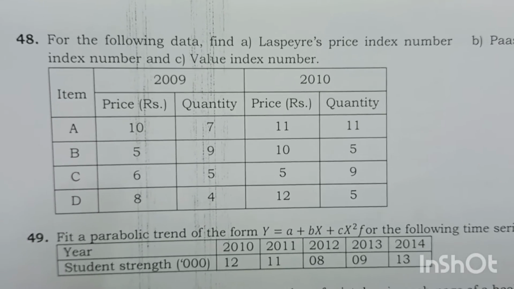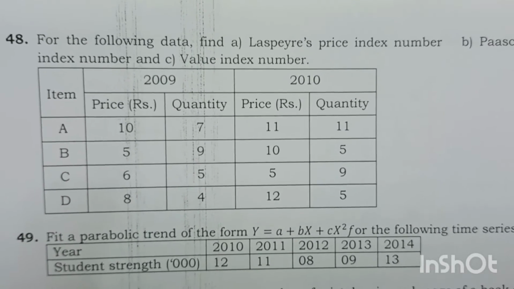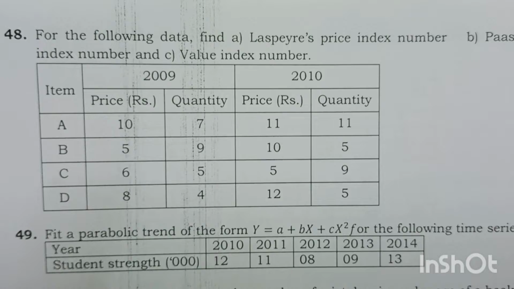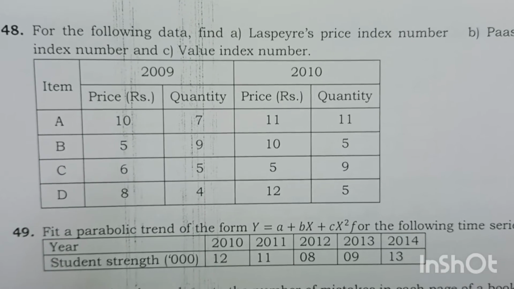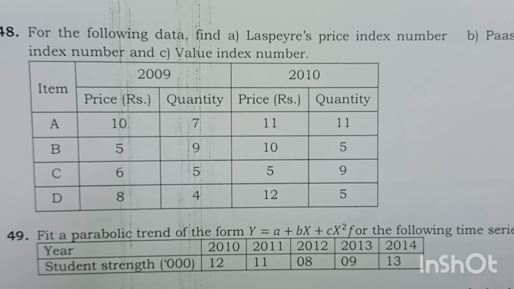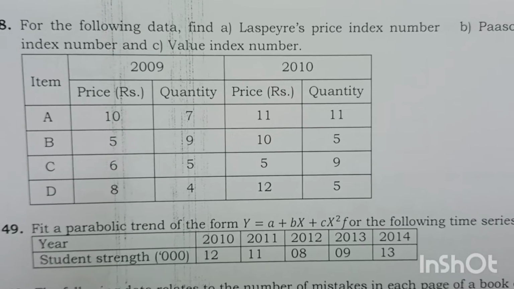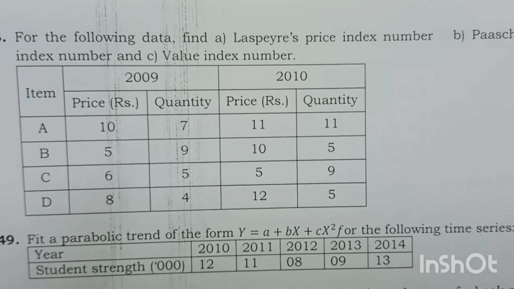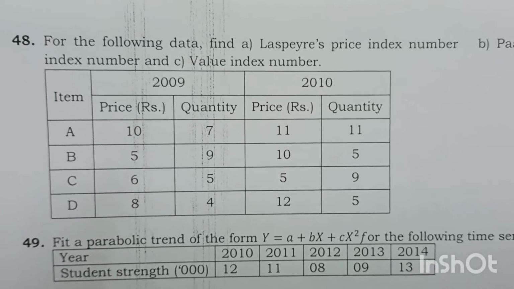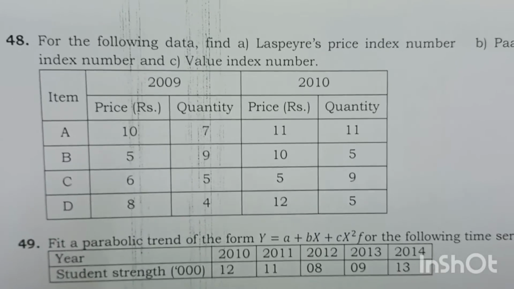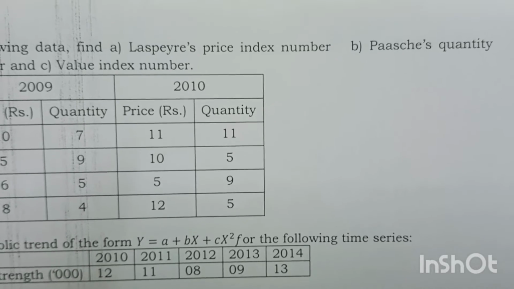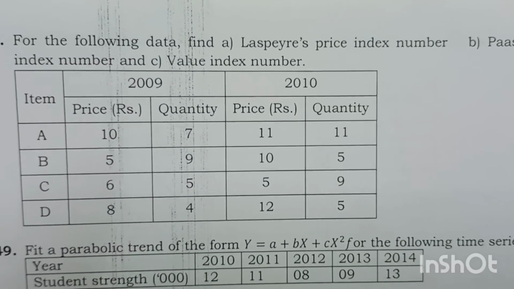So the 48th question, they will ask you to find out different price indexes and quantity indexes. If you just know the formulas for calculating the price indexes, you can find out easily the quantity index. So here in this question, just see here, for the following data, find Laspeyre's price index number, Paasche's quantity index number, and value index number.